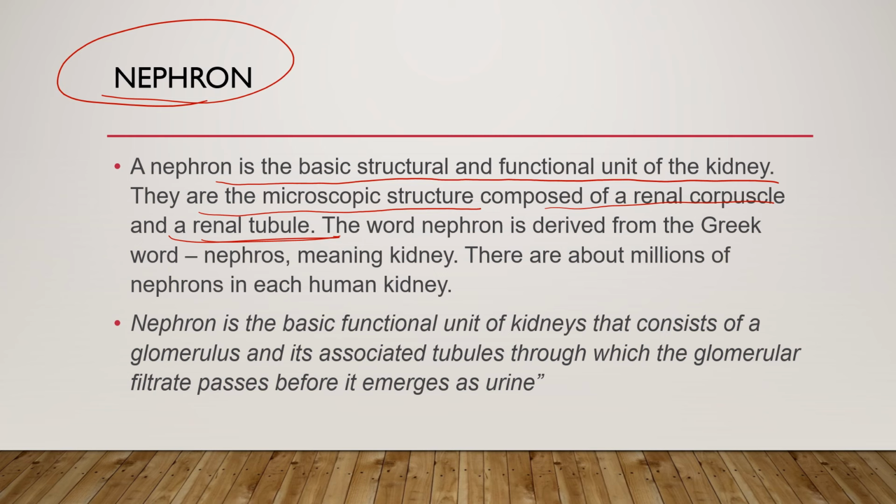The word nephron is derived from the Greek word nephros, meaning kidney, and there are millions of nephrons in each human kidney. So we have 2 kidneys, and each kidney has millions of nephrons.